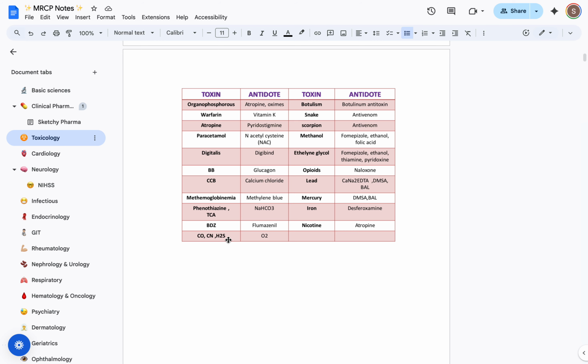carbon monoxide and hydrogen sulfide and cyanide, we give oxygen; botulism, antitoxin; snake and scorpion, antivenom; methanol and ethanol, we give alcohol, so fomepizole or ethanol; opioids, naloxone; lead, we give calcium sodium EDTA or DMSA or BAL, mercury also. For iron, we give desferrioxamine, and then nicotine, atropine.